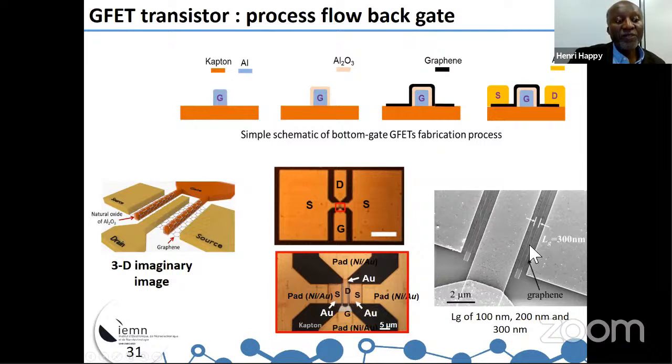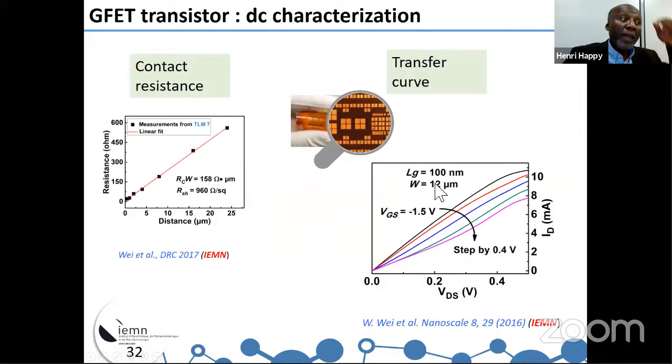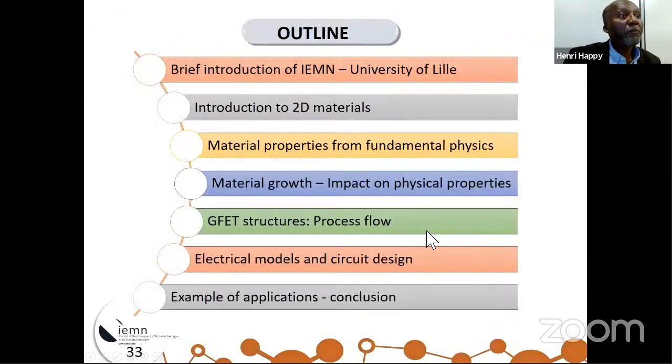And this kind of device can be used to make a photodetector, for example, because graphene is on the top of gate. Okay, that means according to the transistor structure, you can have several kinds of applications. And we can make also transistor on flexible substrate where we can bend transistor and so on.